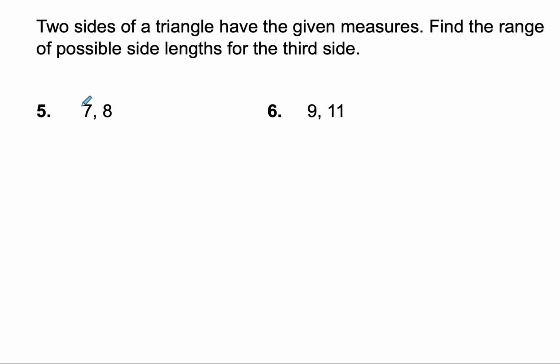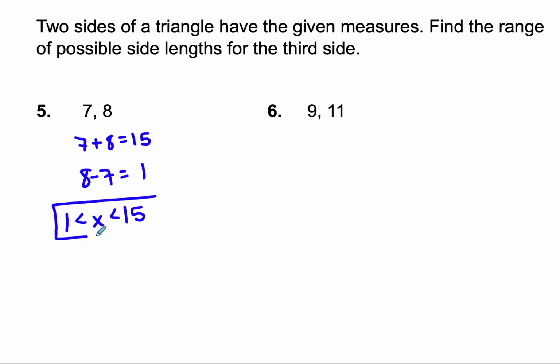try this one. Okay, so we have 7 and 8. So we're going to add them and we're going to subtract them. 7 plus 8 equals 15. 8 minus 7 equals 1. So our range is 1 is less than x, which is less than 15. So somewhere in between 1 and 15 would be our third side.